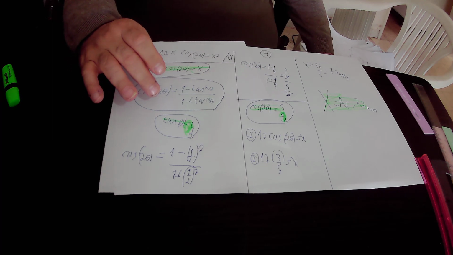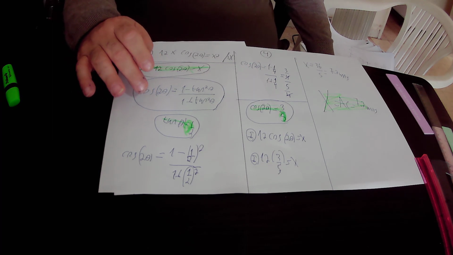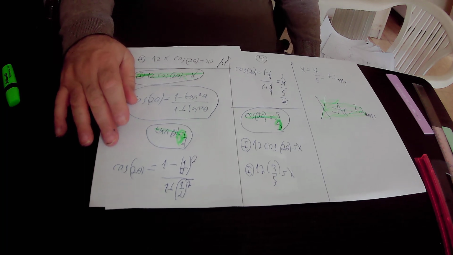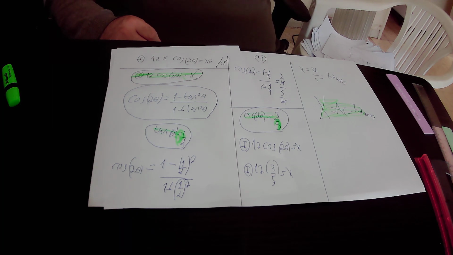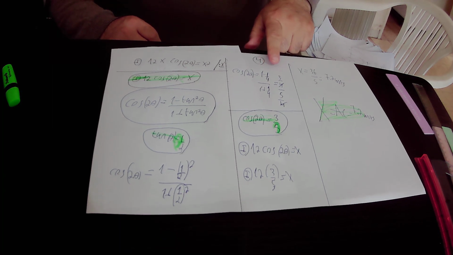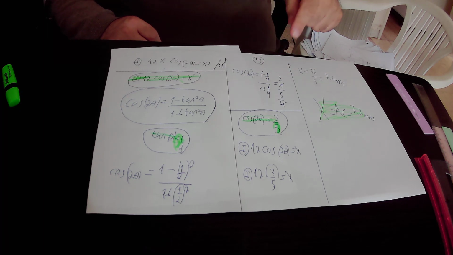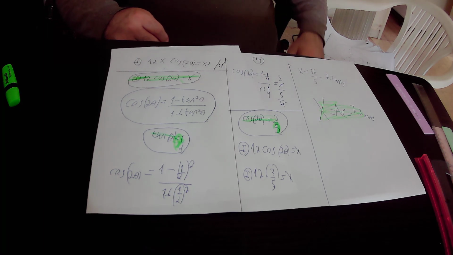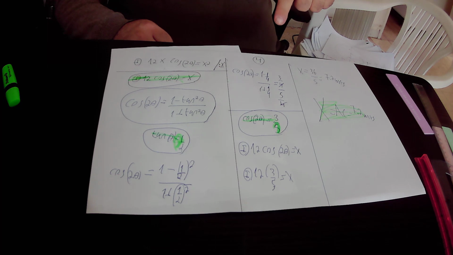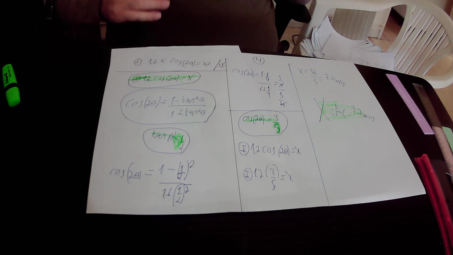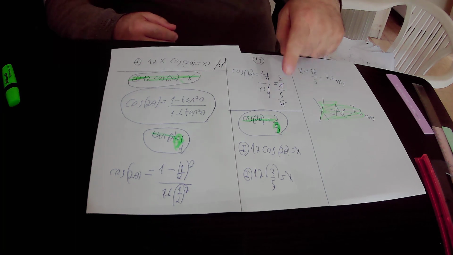Okay, and 1/2 squared is 1/4. So this expression, cosine 2 theta, equals 1 minus 1/4 over 1 plus 1/4. Okay, 1 minus 1/4 is 3/4, and 1 plus 1/4 is 5/4. So here we have 4 in the numerator and 4 in the denominator, so 4 will get cancelled, and we are left only with cosine 2 theta equal to 3/5. So we found that cosine 2 theta equals 3/5.